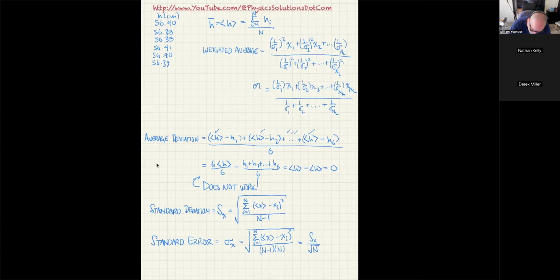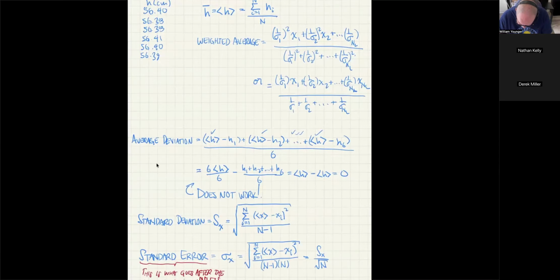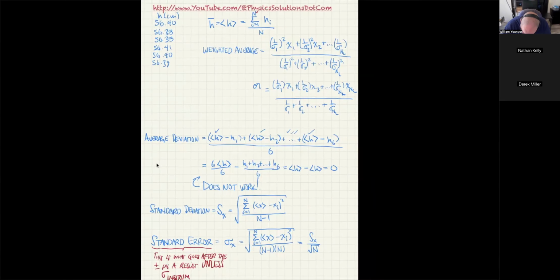So I'm going to write a little rule down here, or a little explanatory note. It says, this is what goes after the plus or minus in a result unless sigma instrument is greater than sigma.